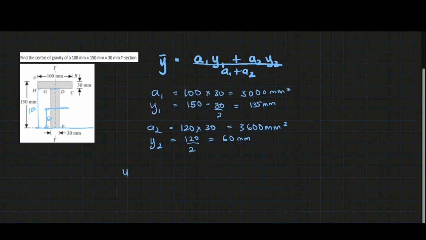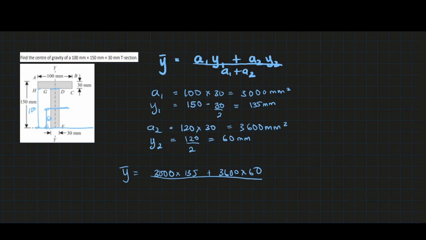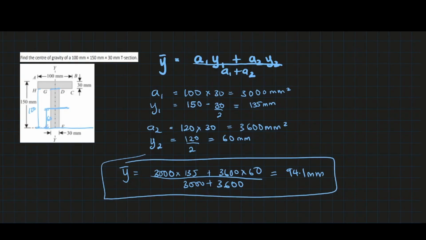Now simply just put this back into the formula. That will be 3,000 times 135 plus 3,600 times 60, over 3,000 plus 3,600, which equals 94.1 mm. So this is simply the center of gravity.